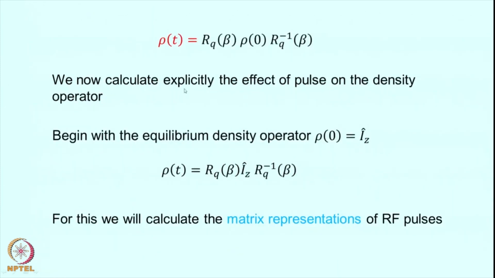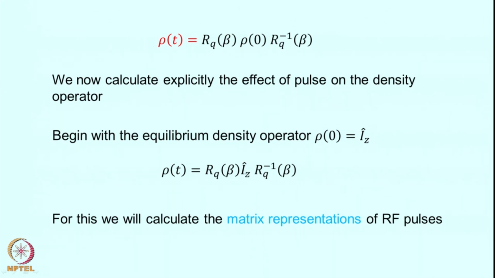We now calculate explicitly the effect of the pulse on the density operator. So to begin with, let us take the equilibrium density operator Iz, rho of 0 is Iz. Of course, the rho of 0 has other entities, but the operator part is the Iz only. Therefore, we will pick up only the Iz part of the equilibrium density operator and put that here. So the rho of t, for rho of 0 I put here Iz: Rq(beta) Iz Rq to the minus 1 (beta).